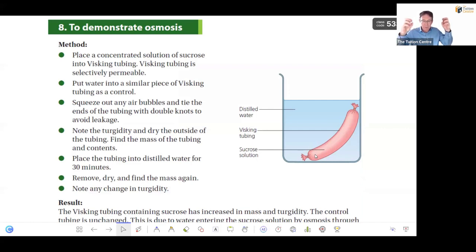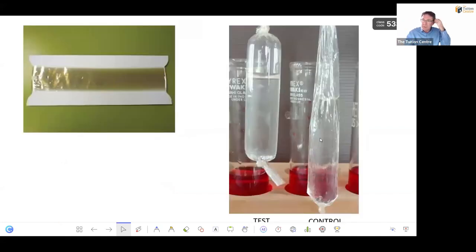And then you pop the 2 kind of sausages into 2 separate beakers of distilled water, right? But before you do that, you need to measure the mass of your sucrose Visking tubing sausages. You also want to tie them so they're not too turgid, so they're not too swollen, because they're going to swell up. At least the sucrose one is going to swell up. When we look at the results, the control doesn't change at all. It doesn't change in volume, doesn't change in mass.